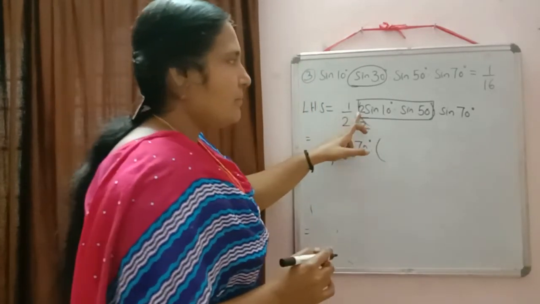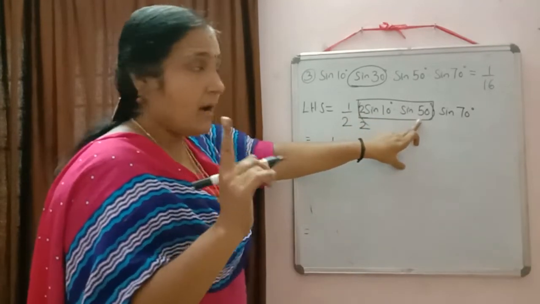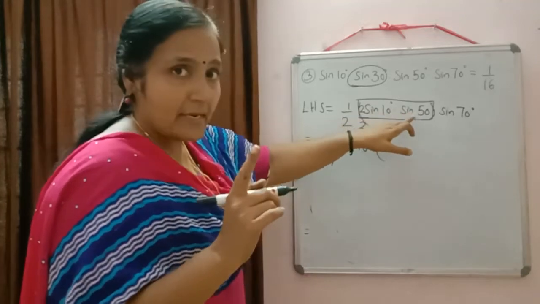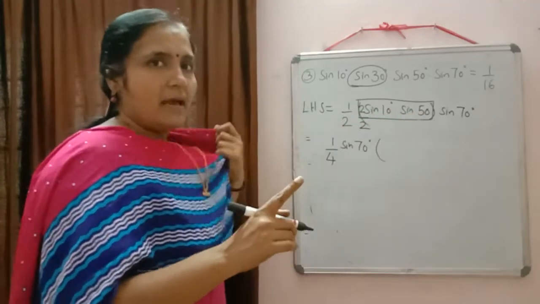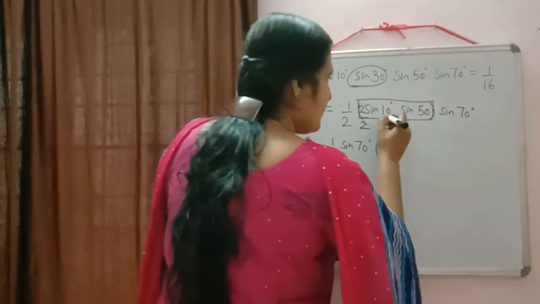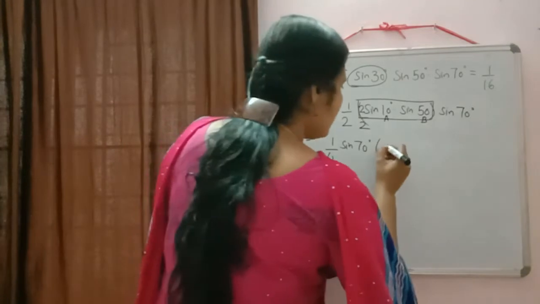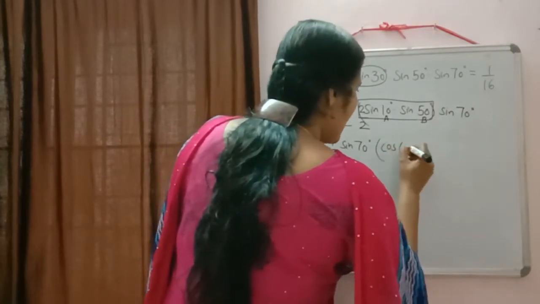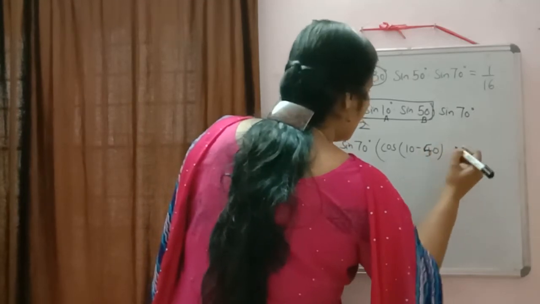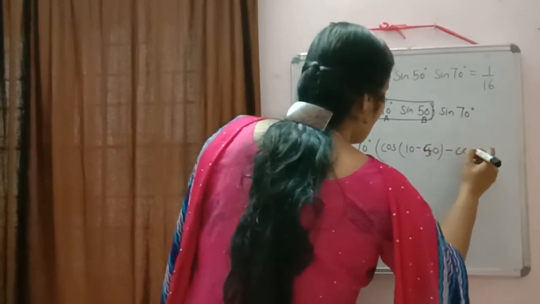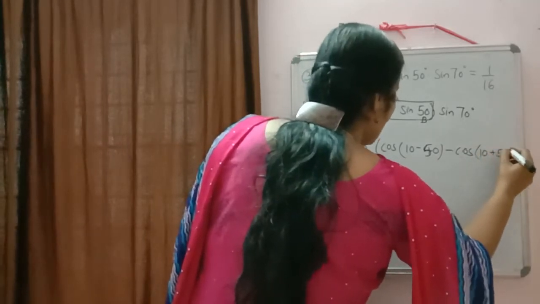here it is in the form of 2 sine A into sine B. Remember, when sine A and sine B are coming, cos A minus B should be written first. In place of A we have 10 and in place of B we have 50 degree. So first it will come cos A minus B, so cos 10 minus 50 degree, minus cos A plus B, so cos 10 plus 50 degree.